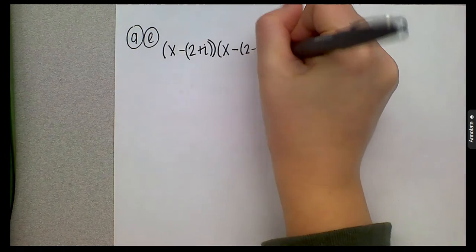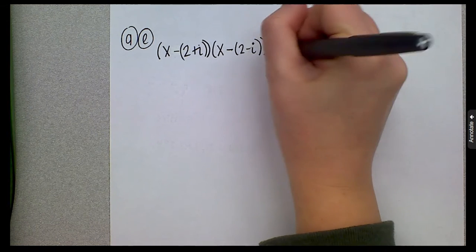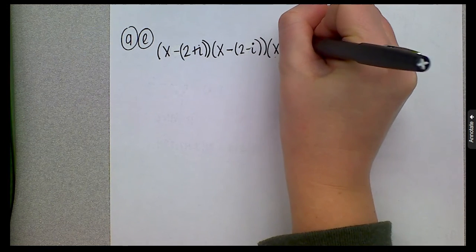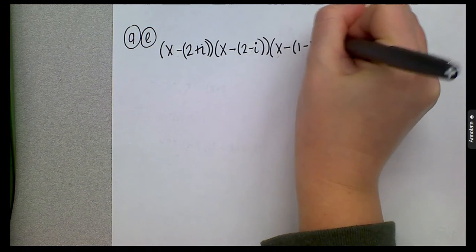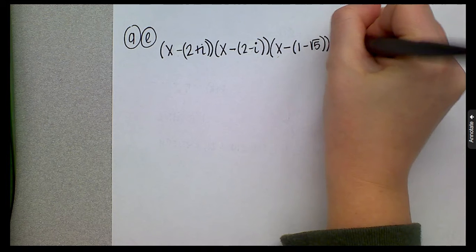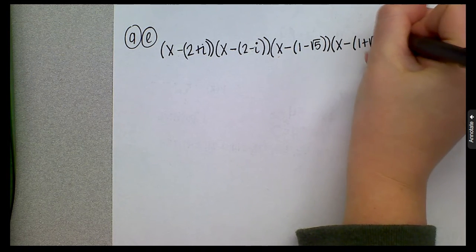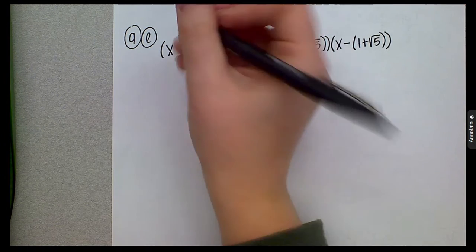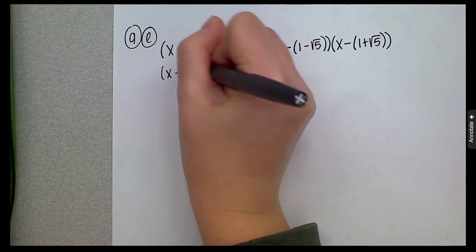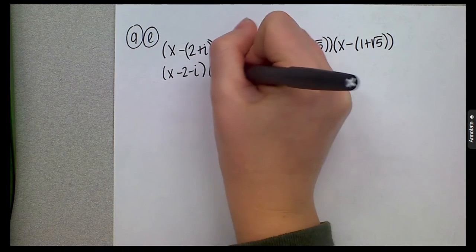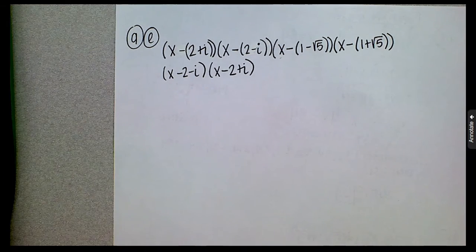For the other one, where my 0 is 1 minus root 5, you would write x minus parentheses 1 minus root 5, and then x minus the conjugate, 1 plus root 5. That's a big setup there. Let's do some simplifying. This is really x minus 2 minus i, and this is x minus 2 plus i. I'm going to focus on distributing these, then we can do the other ones.